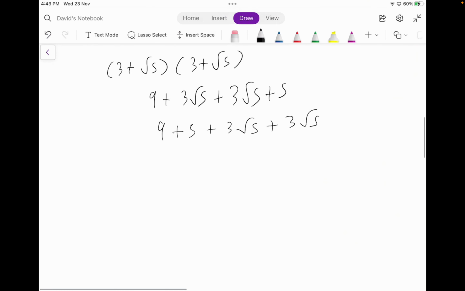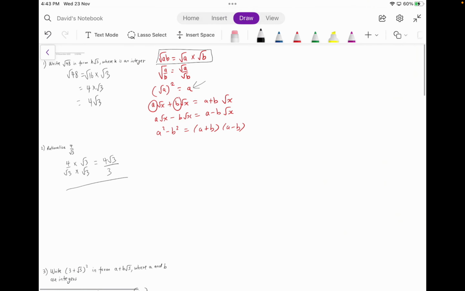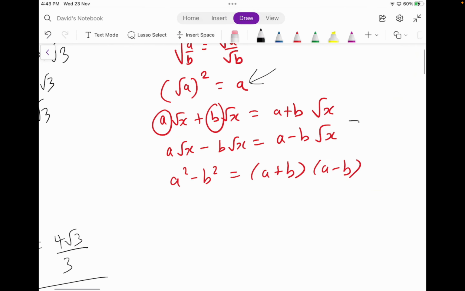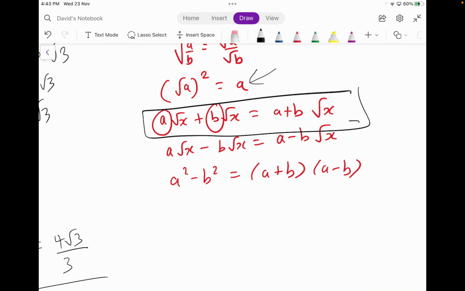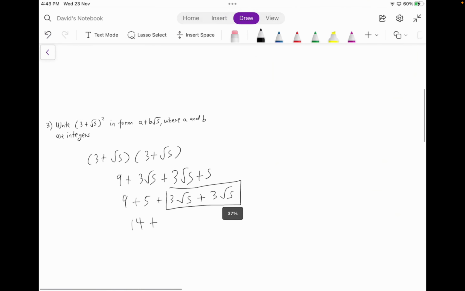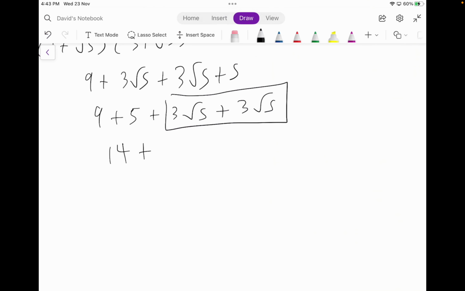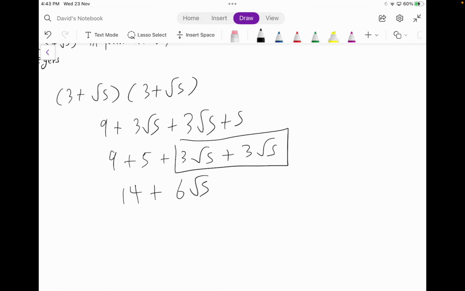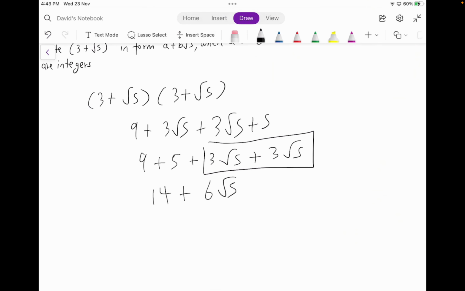Now this is where we're going to apply some of the rules in this case. So do keep in mind 9 plus 5 becomes 14. 14 plus, we can see that this rule we have to apply is connecting to the rule above for addition, where we just add a and b. So in this case, we're just going to add 3 plus 3. That becomes a positive 6 square root 5. We do not change anything. We leave it as it is. All right. So this is for 2 marks. So the answer is 14 plus 6 square root 5.